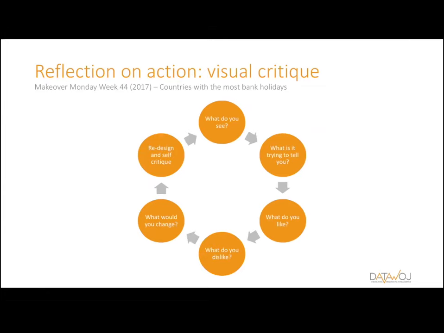It's essentially looking at a viz that you want to make over or critique. What do you see? What is the viz trying to tell you? What do you like about it? What do you dislike or could you improve? Redesigning it and then critiquing yourself as well.